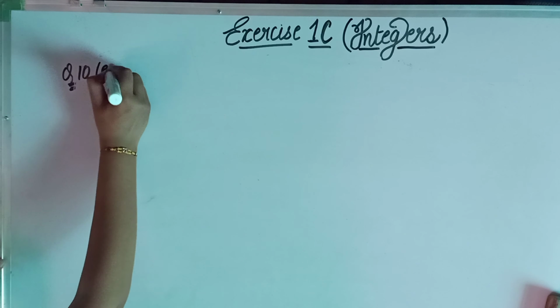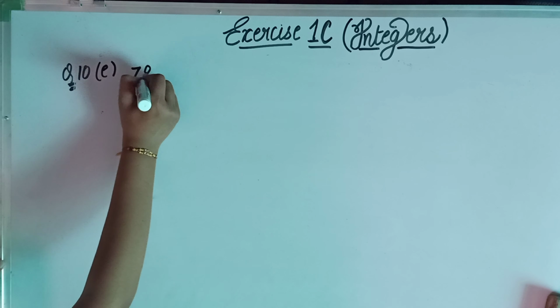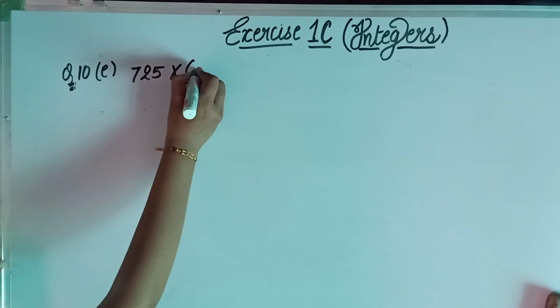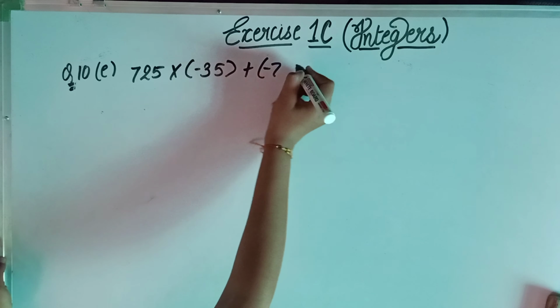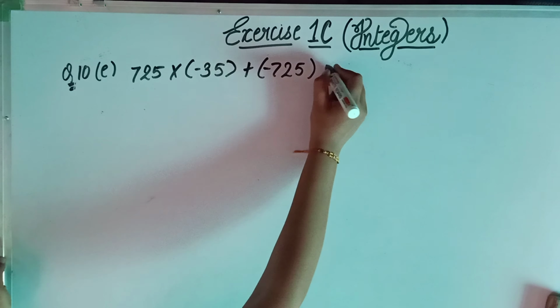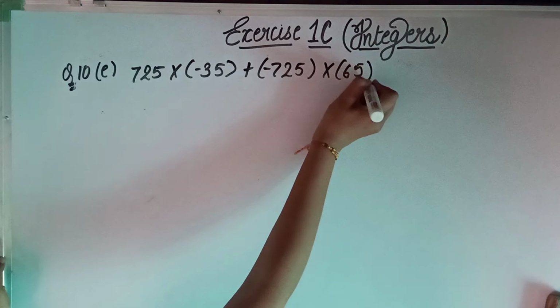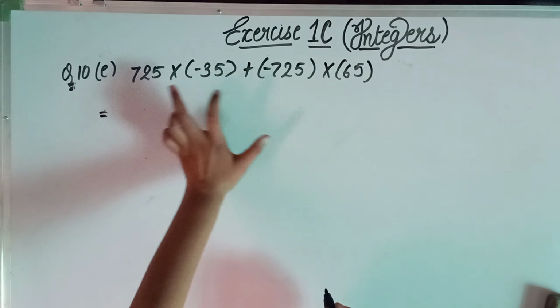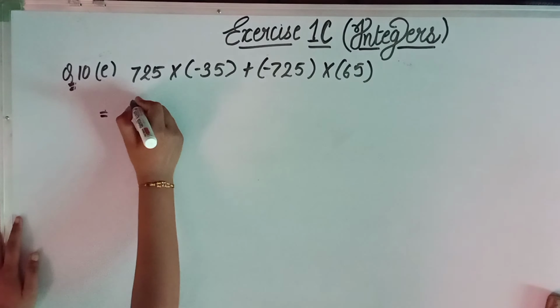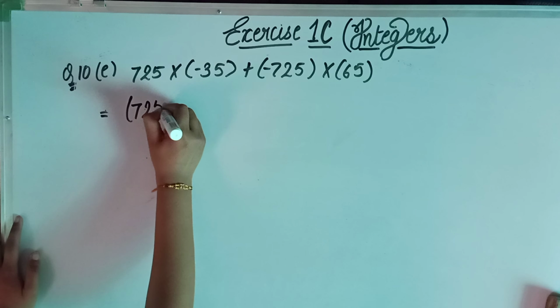So E1 is 725 minus 35 plus minus 725 minus 65. Okay, that's what we have. So now you can see here, before the plus there is 725, and after the plus there is also 725. So we are going to take common 725.